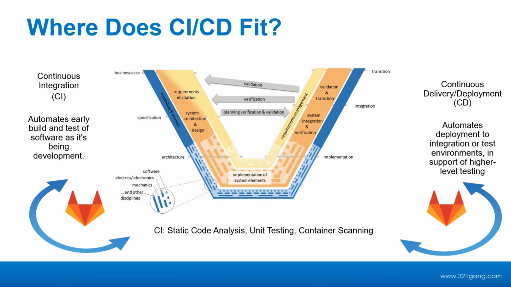Continuous integration handles things like compiling code, running unit tests, and checking for errors. Continuous delivery helps push that code to integration environments, simulators, or test hardware. Even if you're not deploying automatically to production, you can still benefit from these practices.